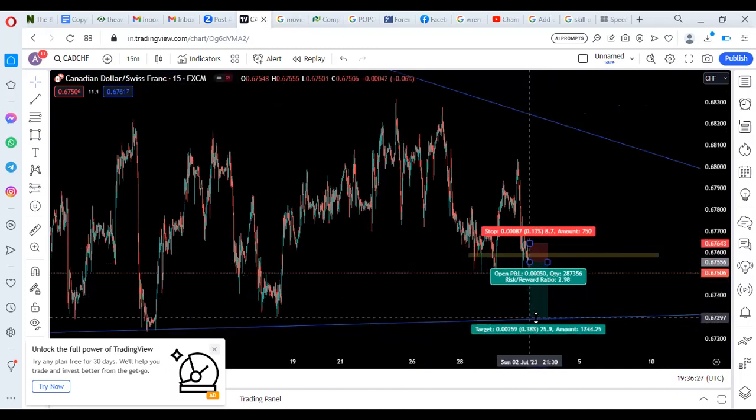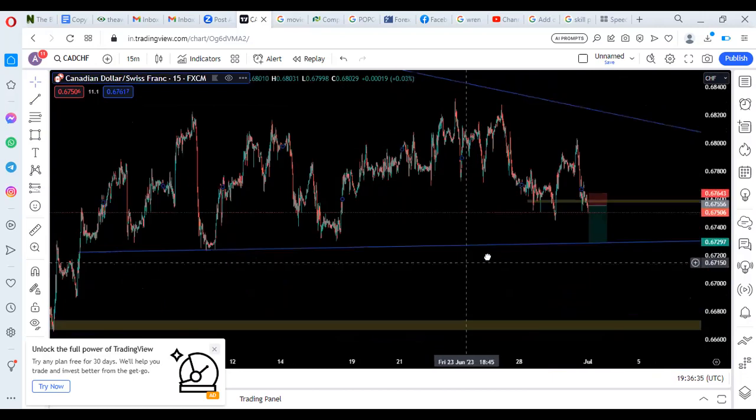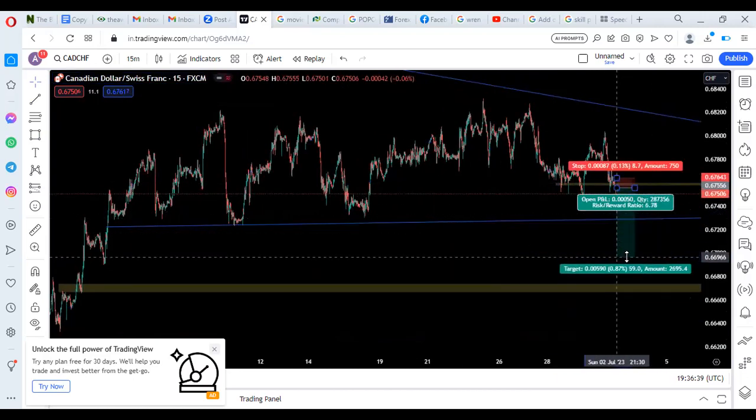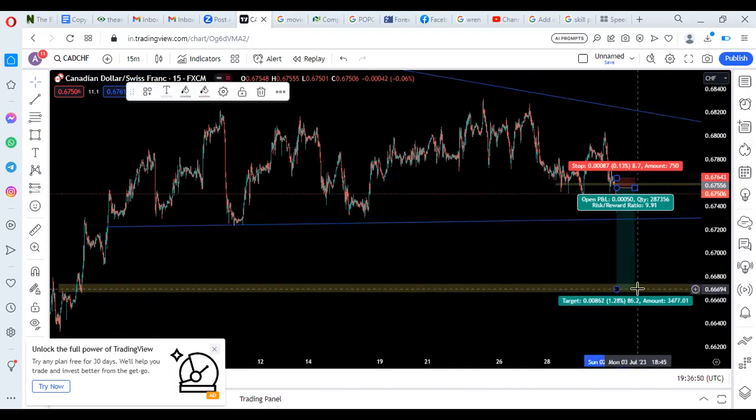Profit number 1 is 25 pips. Profit number 2, 58 pips. And profit number 3 is 85 pips. So at the end of the day, you take the trade and you take another trade.